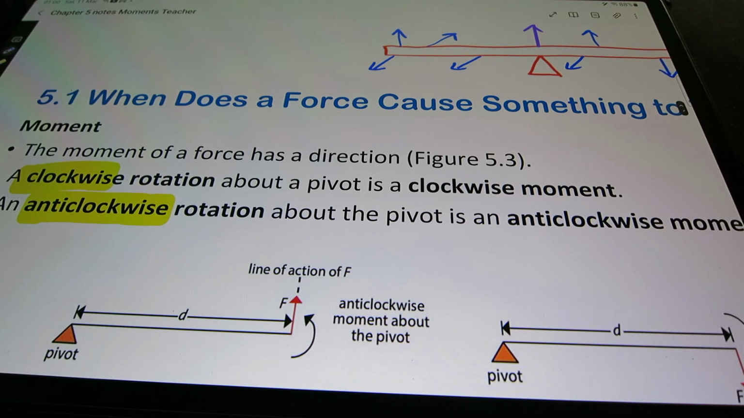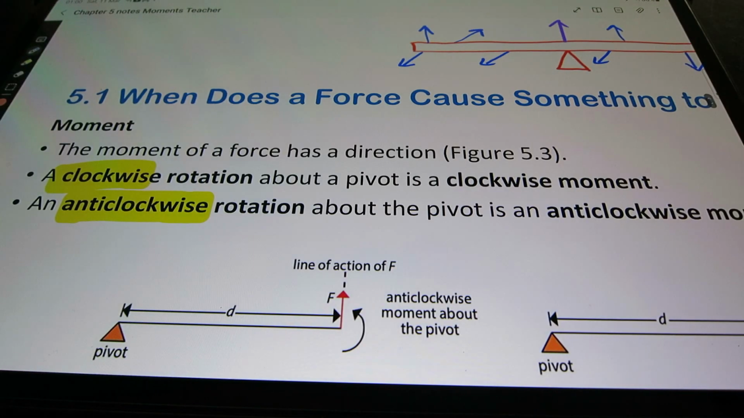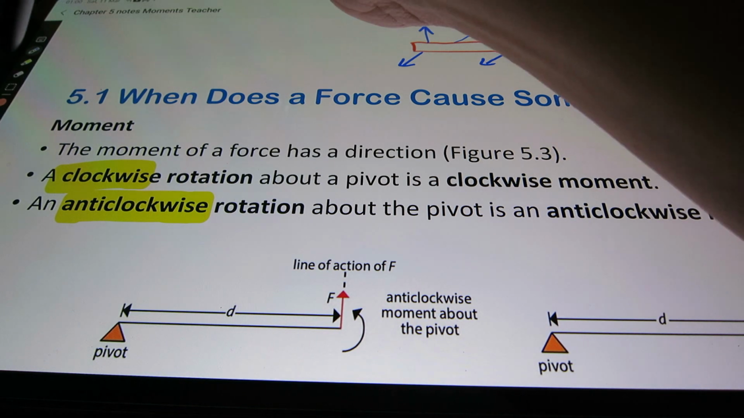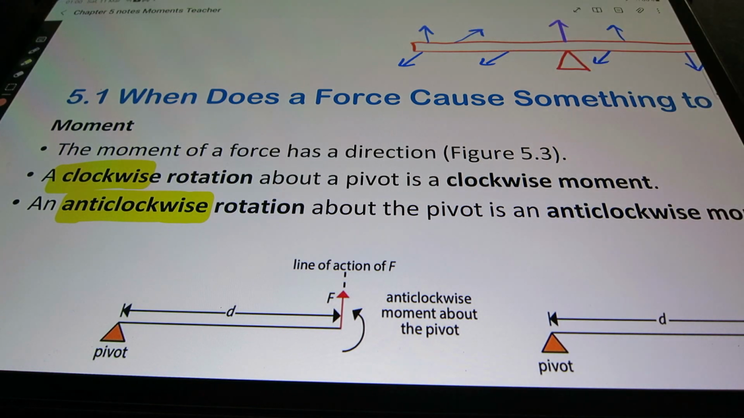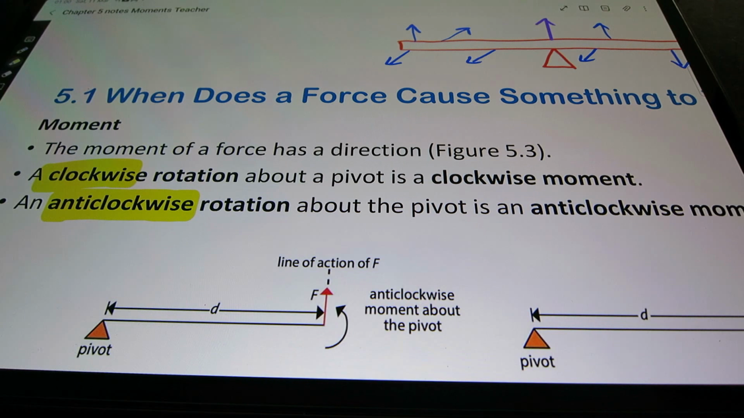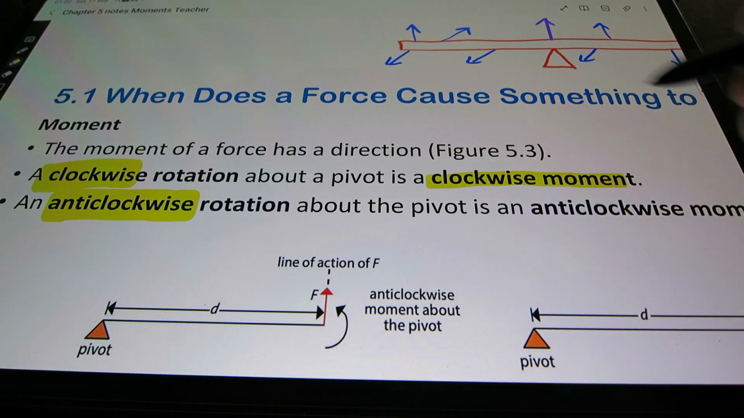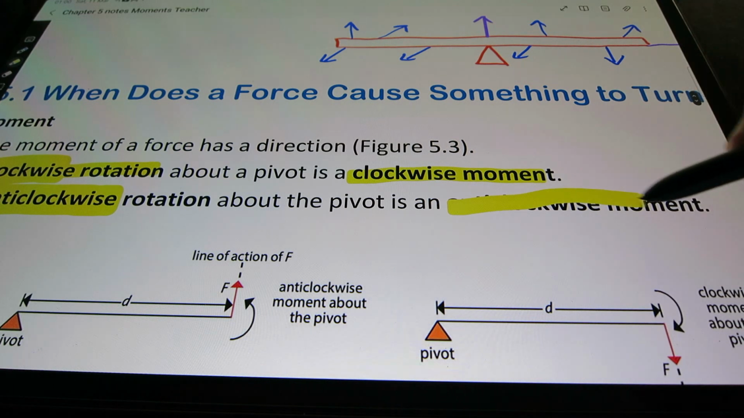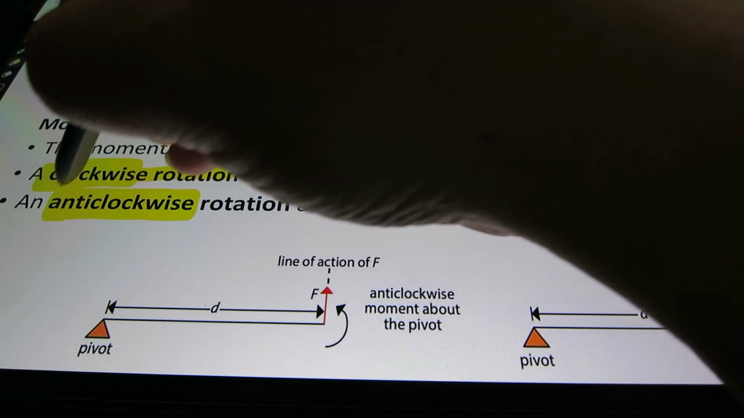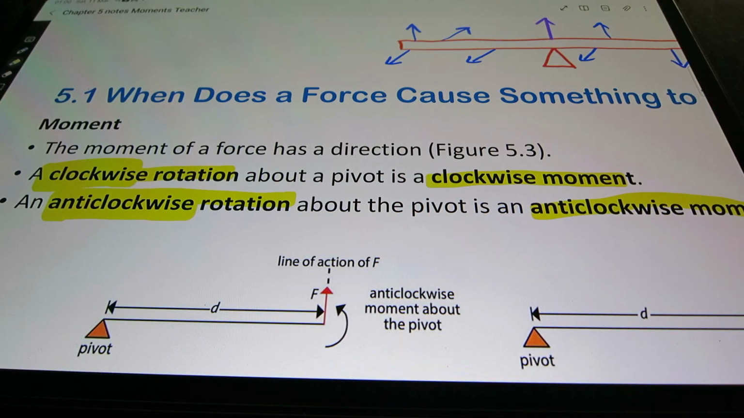So now that we know how to calculate moments, to fully describe a moment, because it is something that causes a change in direction, you must be able to tell me, or rather describe, what is the direction that the object turns, or rather what is the effect of the moment. So any clockwise moment is defined as a clockwise moment when it causes a clockwise rotation, and an anti-clockwise moment is defined as an anti-clockwise moment when it causes the object to spin in an anti-clockwise direction.